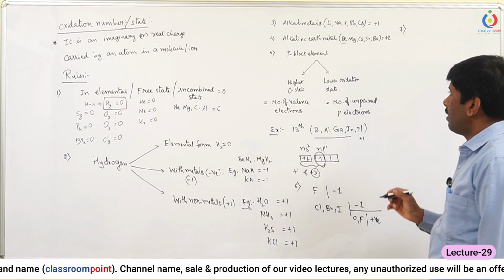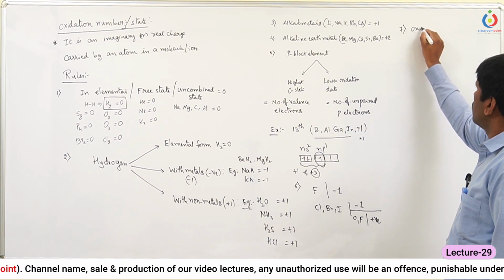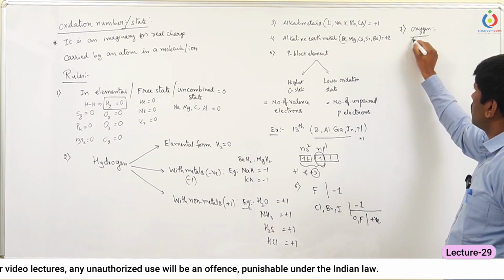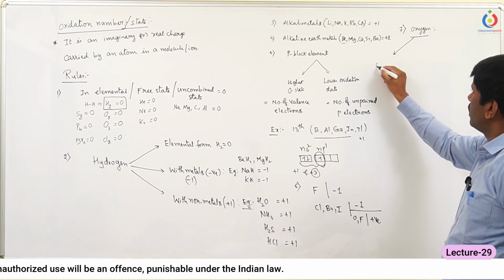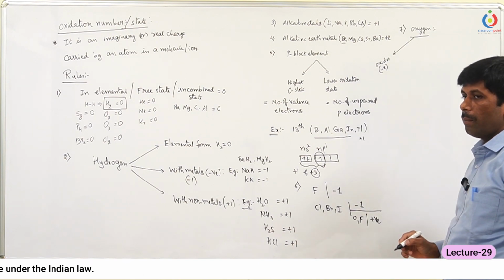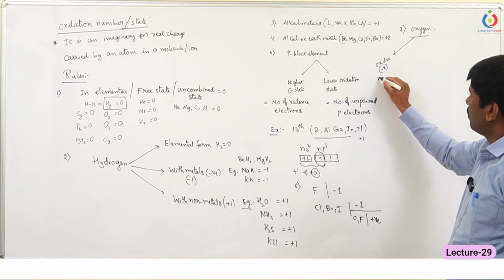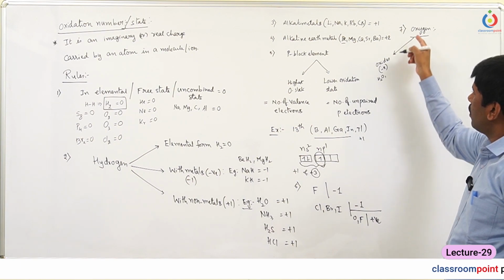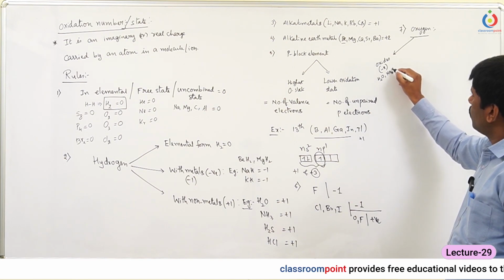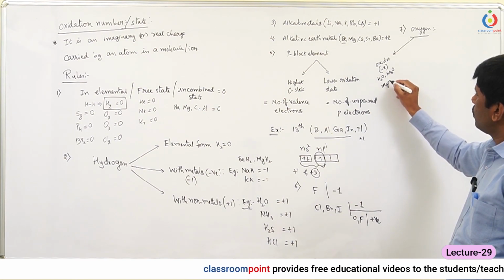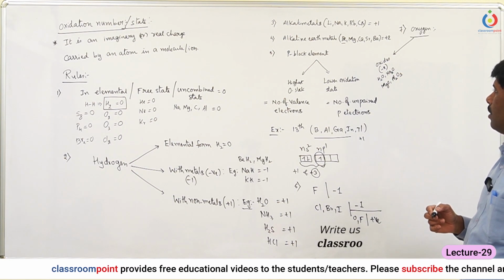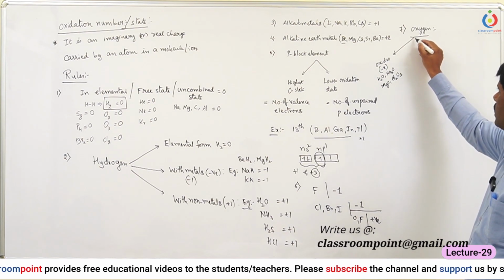Next, regarding oxygen, how is oxygen exhibiting the oxidation states? Oxygen exhibits various oxidation states. In oxides, oxygen always exhibits the -2 oxidation state. For example, if you take H2O, the oxygen oxidation state is equal to -2, Na2O, MgO, Al2O3. So these are all oxides where oxygen exhibits the -2 oxidation state.